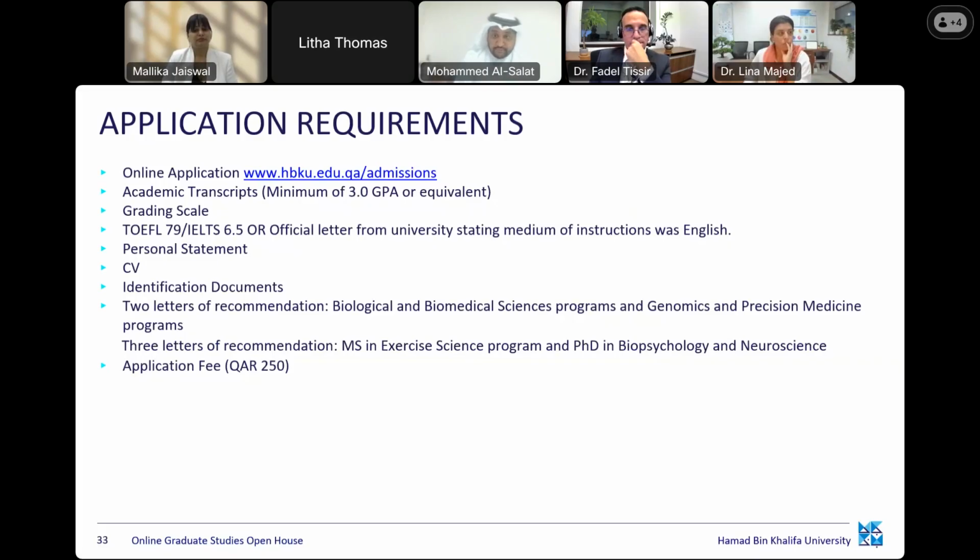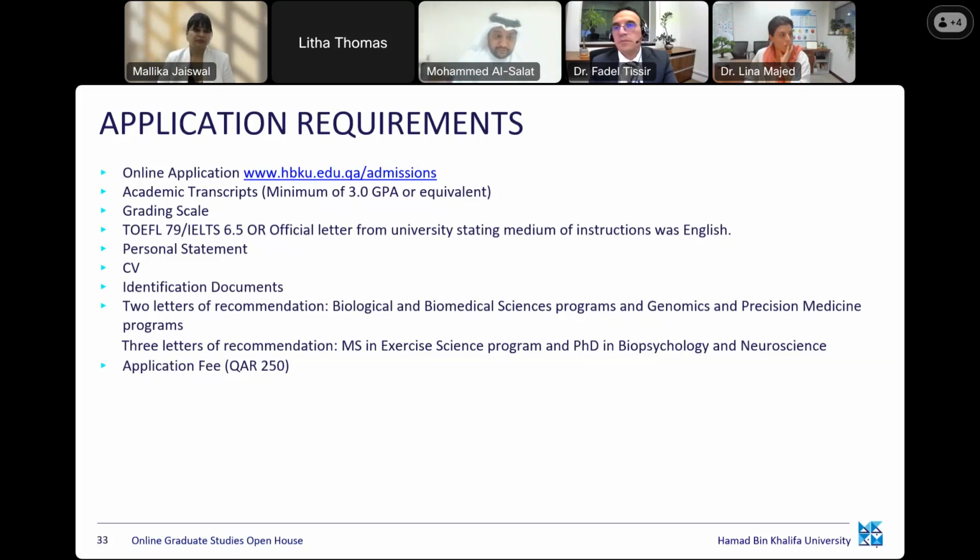The application will be a 2-part application where in the first part you fill out all your information, your educational background, and so on. And the second part will be the required documents, which are listed here: the academic transcripts, as I said, with a minimum of 3 out of 4 GPA, and a grading scale or grading key, the grading tools that are used, in order to see how the marks are calculated and how they are rated based on that university system.